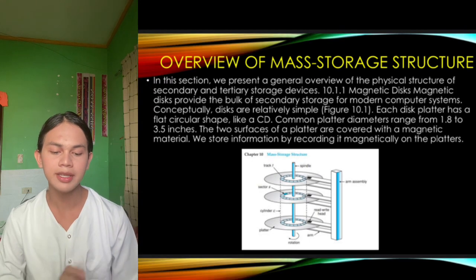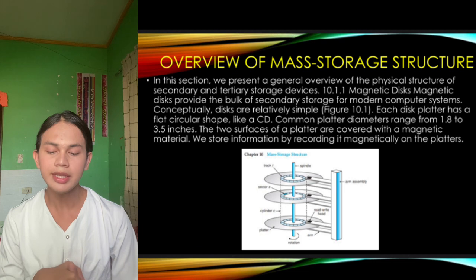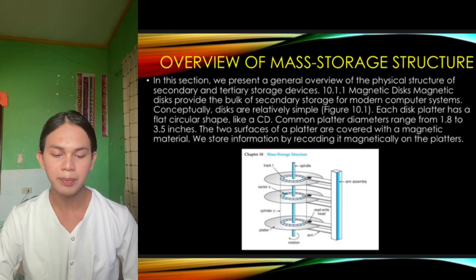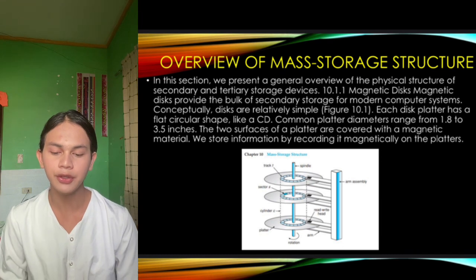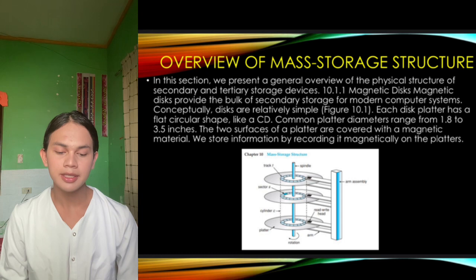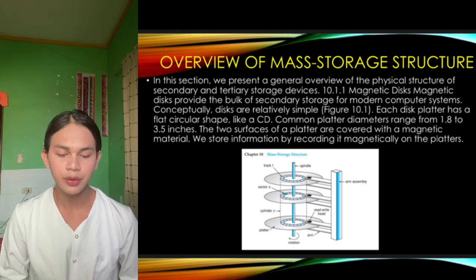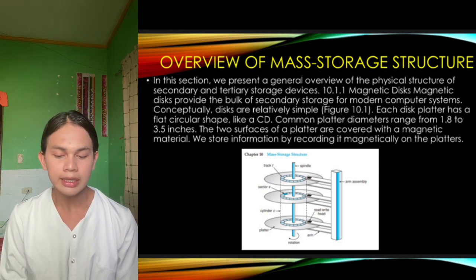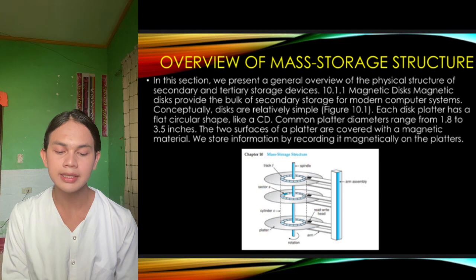So, overview of mass storage structures. In this section, we present the general overview of the physical structure of secondary and tertiary storage devices. Magnetic tapes and magnetic disks provide the bulk of secondary storage for modern computer systems. Conceptually, disks are relatively simple.